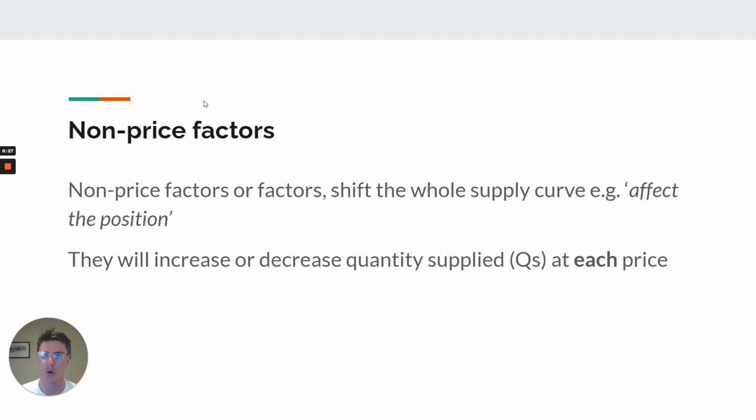And of course, if you're more willing and able to produce, that's represented by a shift of the supply curve to the right. And if you're less willing and able to produce, there's a shift in the supply curve to the left. If we put this a different way, there's an increase or a decrease in the quantity supplied at each and every price. So we need to be thinking, what would make suppliers in a market want to supply more or less at each and every price?